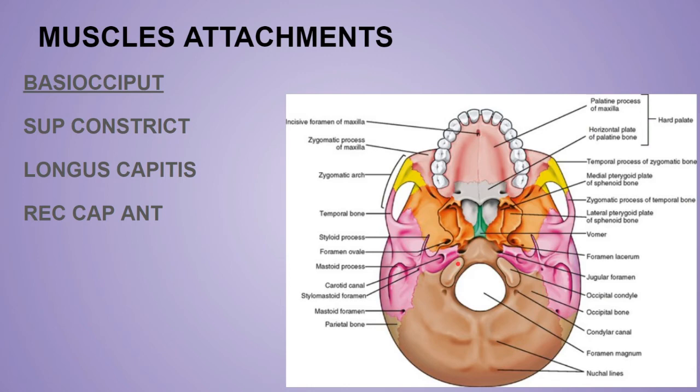And then the rectus capitis anterior is inserted a little posterior and medial to the hypoglossal canal. The hypoglossal canal will be somewhere here, in front of the occipital condyle. This is the occipital condyle. So in front of this there will be the hypoglossal canal. Okay, so the rectus capitis anterior is inserted posterior and medial to this hypoglossal canal.